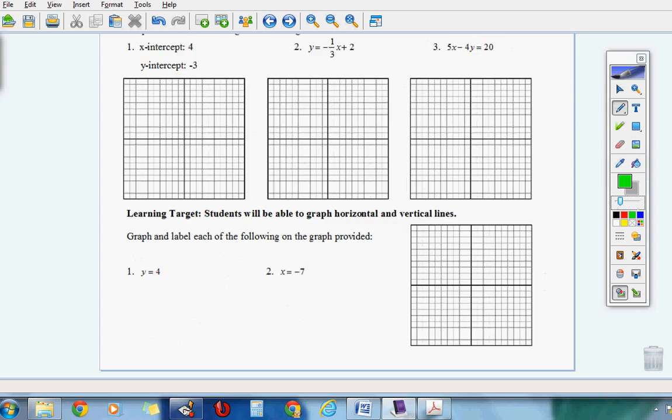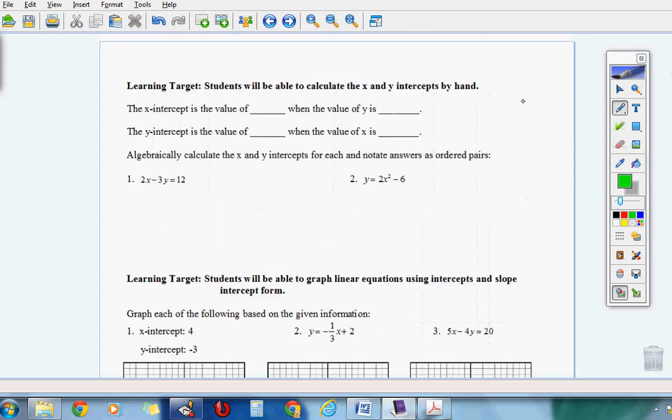Okay, so that's it for the first page. Let's move on to the next learning target. Students will be able to calculate x and y intercepts by hand. The x-intercept is the value of x when the value of y is 0. The y-intercept is the value of y when the value of x is 0.